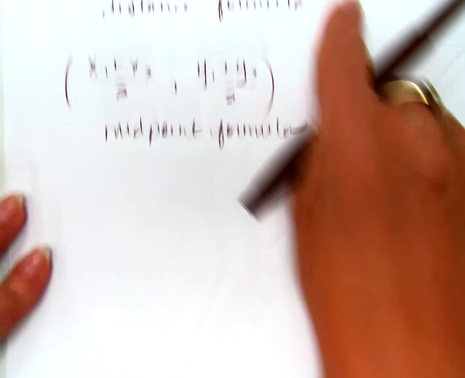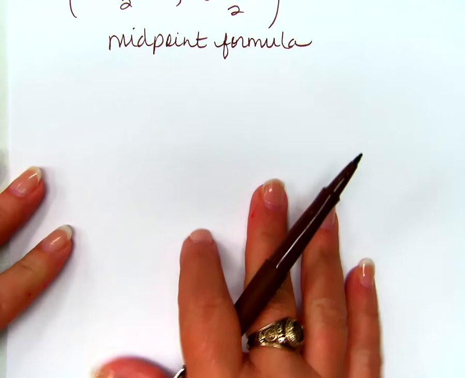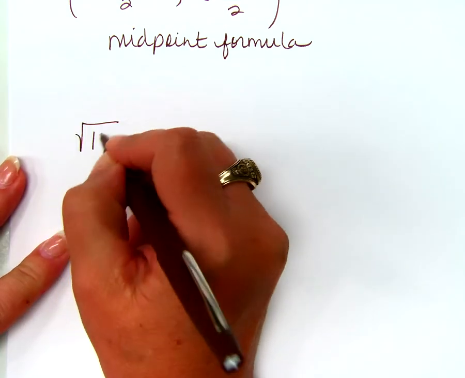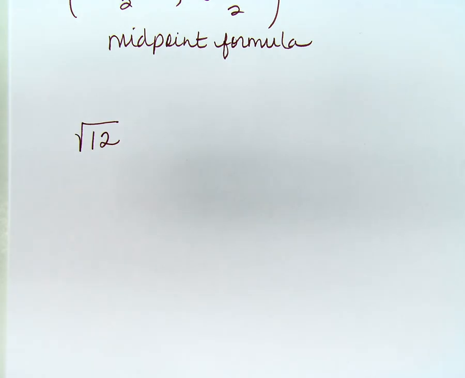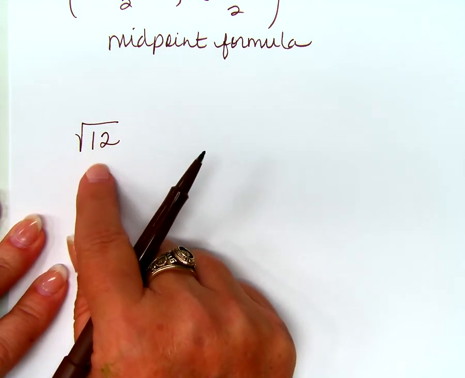In this section, not necessarily the midpoint, but definitely the distance formula, I will go over this, because this is something you're going to need to remember how to do. Okay? It's not going to take the square root of 12 as the answer. It wants you to rationalize this.